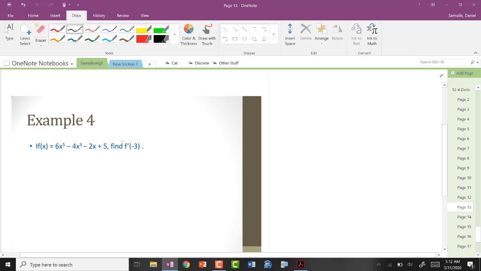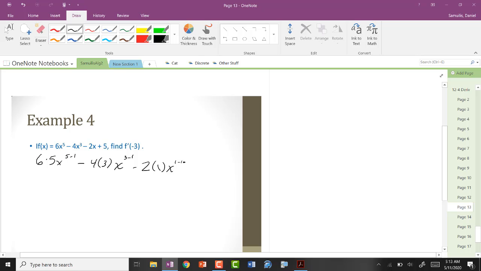Okay, so we're finding the derivative at -3. So basically this is equivalent to saying what is the slope of the line tangent at x equals -3. That's what this is asking basically. So we would want to find the slope of a line at any given point, which is the derivative, and then plug in -3. So once again, I'm going to have 6 times 5, x to the 5 minus 1, minus 4 times 3, x to the 3 minus 1, minus 2 times 1, x to the 1 minus 1.